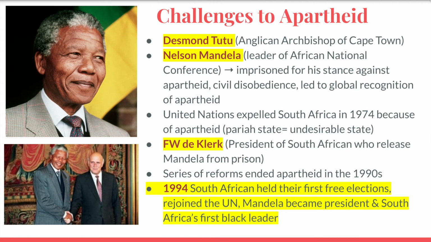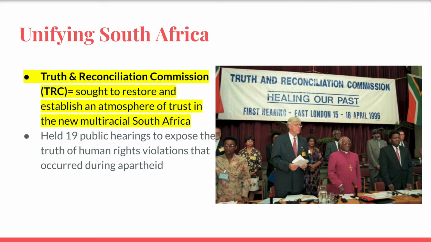Well, you have some major players in this movement: Desmond Tutu, Nelson Mandela, F.W. de Klerk. And they all pushed to end apartheid. Nelson Mandela also faced many years in prison to push this movement forward. But in 1994, South Africa held their first free elections, rejoined the UN, and Mandela, freed from prison, became the first president, South Africa's first black leader.